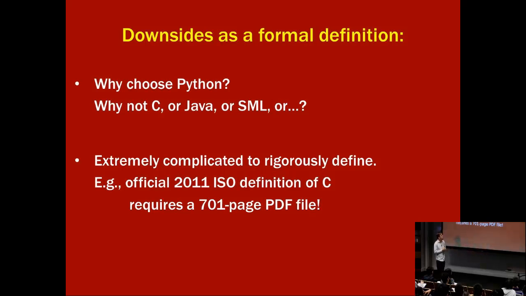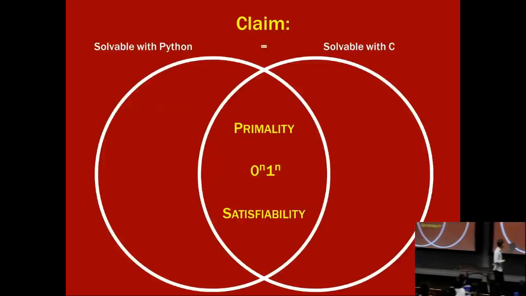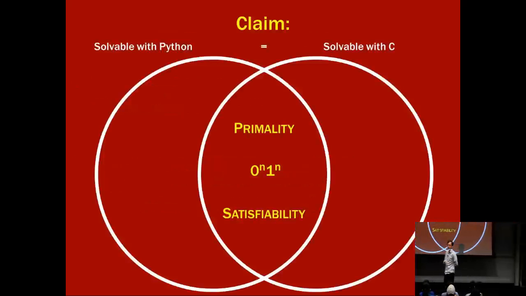So OK, let's try to take these downsides and maybe come up with a better formal definition. Let's start with this question. Why not C or Java or SML or something like that? Well, we talked about a few random computational decision problems here and argued, yeah, you could write an algorithm to solve them in Python. I think if you knew another programming language like C, you'd probably also agree that you could also solve these problems in C.